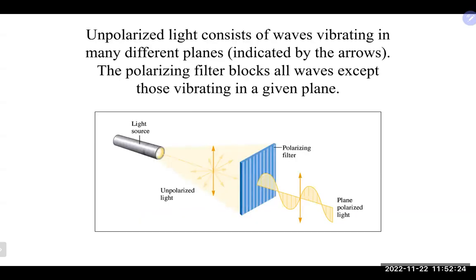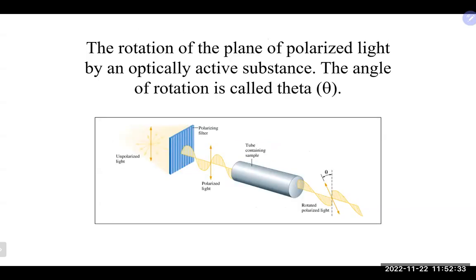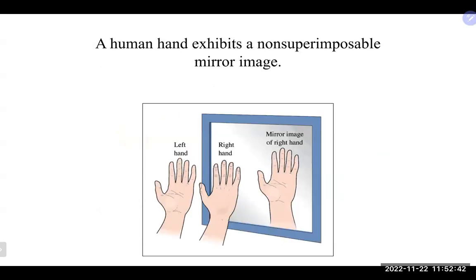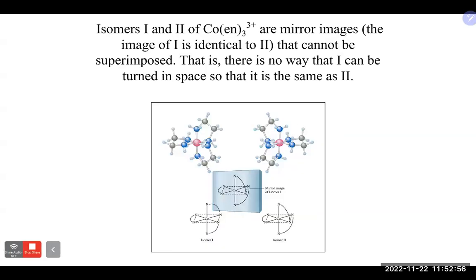Plane polarized light, as you go through it here, is separated out through the filter, and it has it in both directions. You could also measure, if you put a sample in there, the angle at which it's able to move the plane polarized light. We're not going to get into much of that. But there's our mirror example with our hands, and again, palm up and palm down. They do not match, even though the thumbs are on the correct side of the hands.